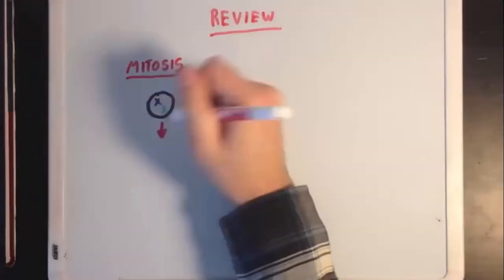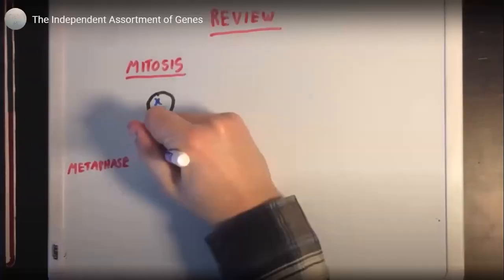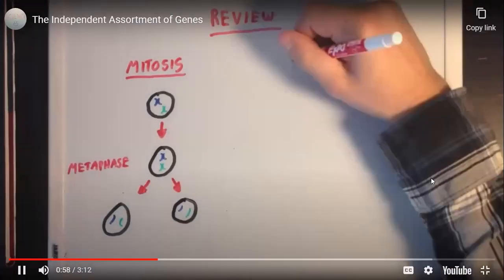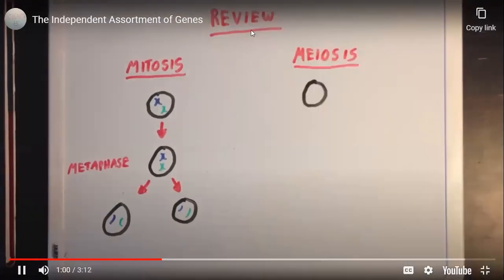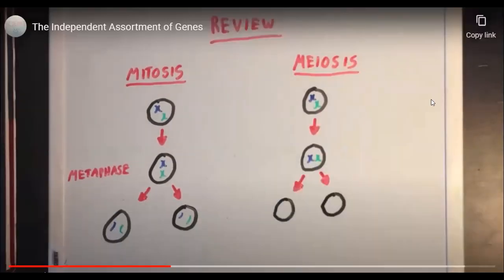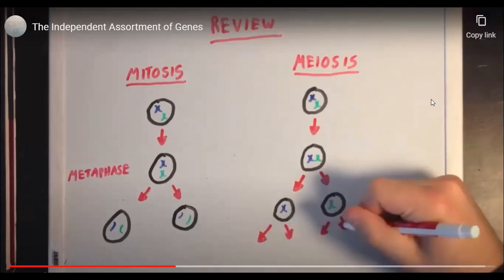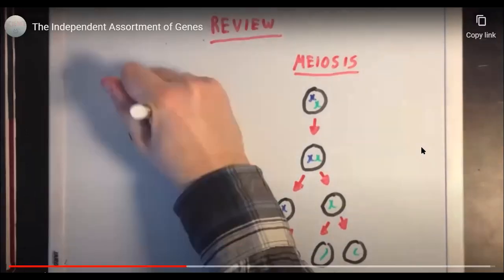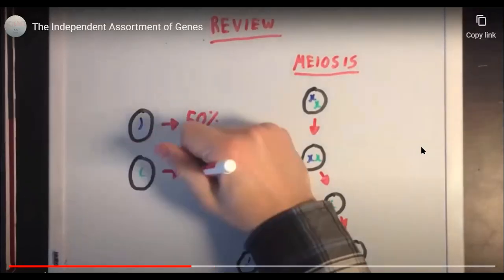Remember that during mitosis, diploid cells, which are cells with double the normal amount of DNA, will divide their genetic content equally between two daughter cells, each having a full set of DNA. During meiosis, diploid cells will divide twice into four haploid gametes, each with half the normal amount of DNA. Of these gametes, half will contain the paternal copy of a given chromosome, and half will contain the maternal copy.